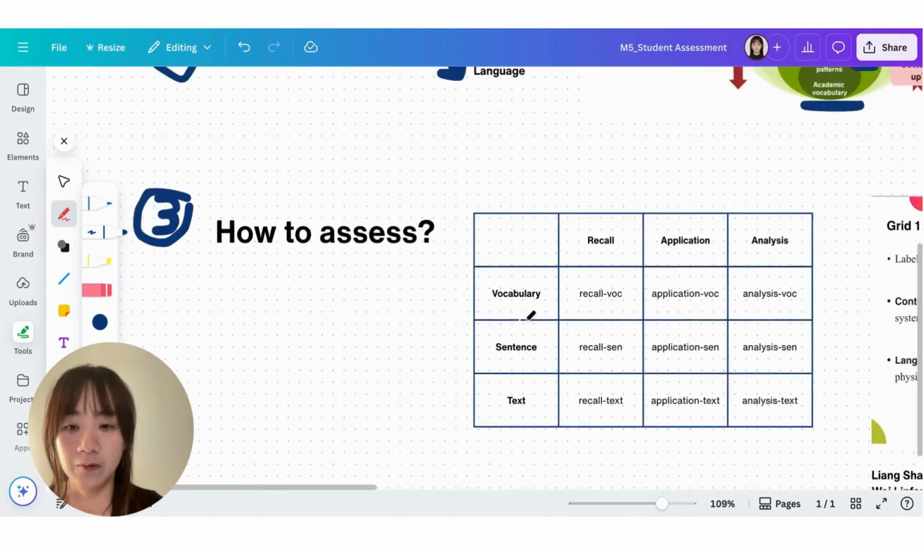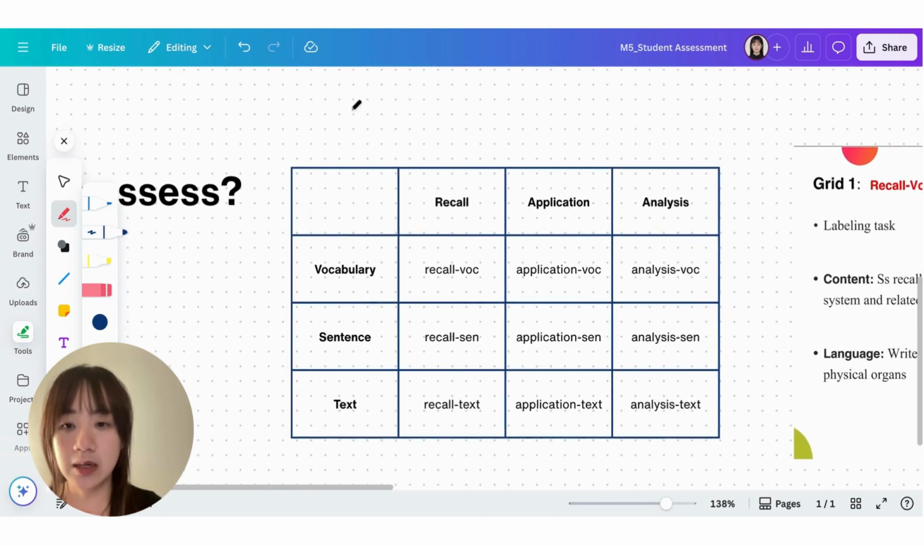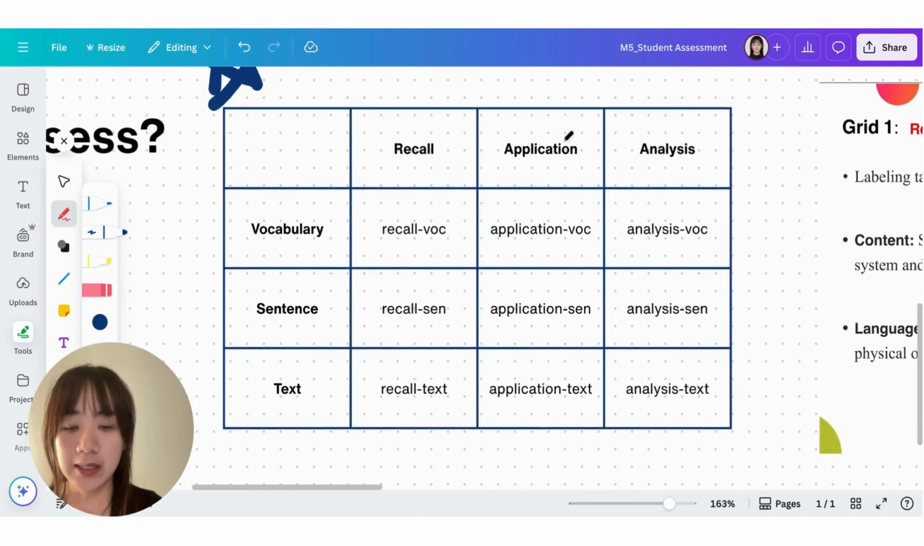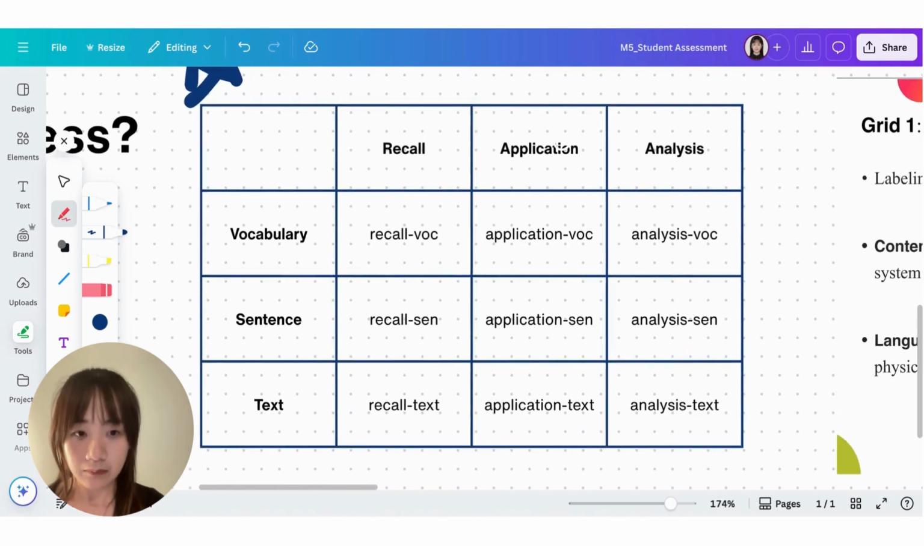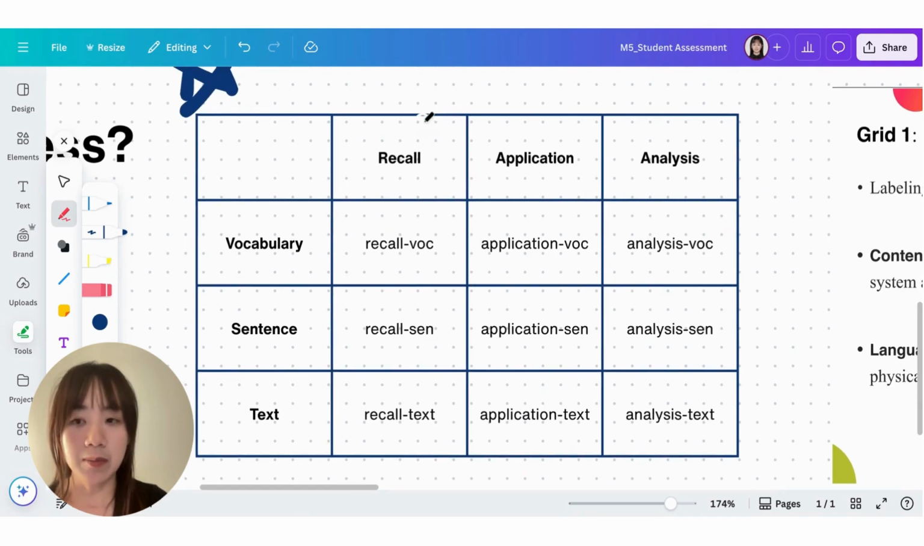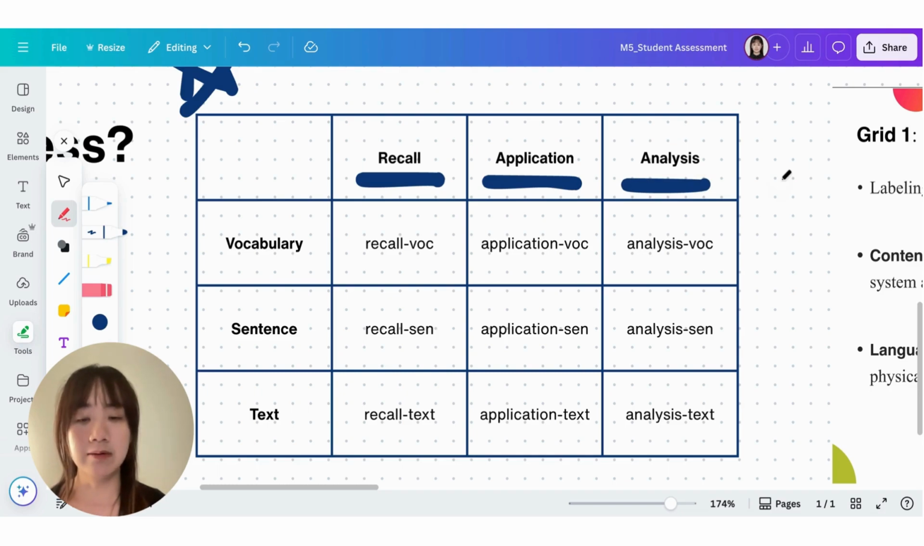And for how to assess, this is the most important part we would like to cover in this lecture video: this 3x3 grid, the assessment grid. This 3x3 assessment grid is developed based on Bloom's taxonomy. As you can see, recalling, applying, and analyzing are related to Bloom's taxonomy, and they require higher and higher order thinking skills.